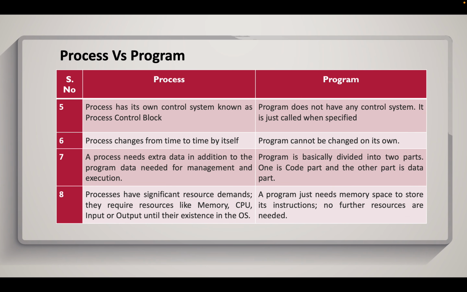A process has its own control system known as the PCB, process control block, whereas a program does not have any control system. A process changes from time to time by itself. A program cannot change on its own. A process needs extra data in addition to the program, needed for management and execution. A program is basically divided into 2 parts: one is the code part and another is the data part.